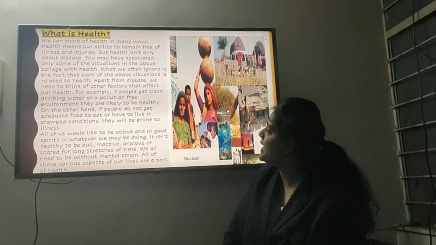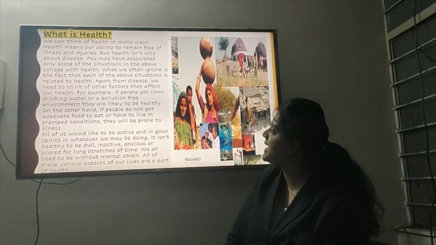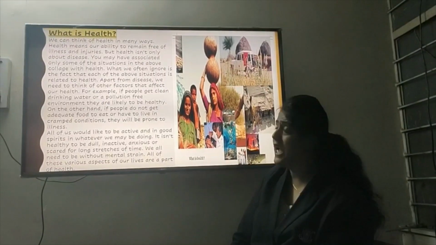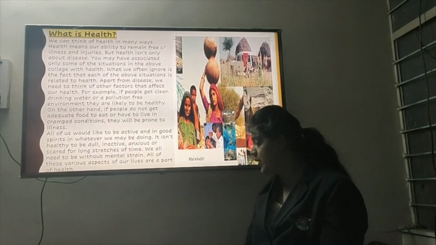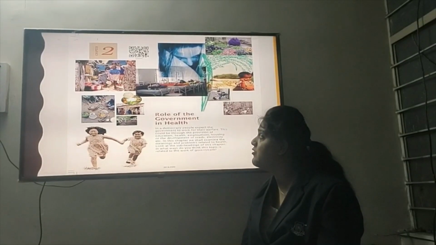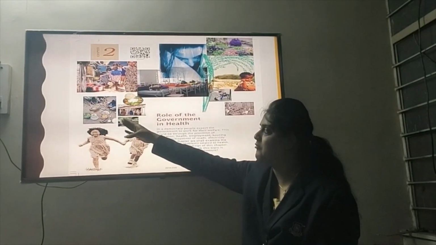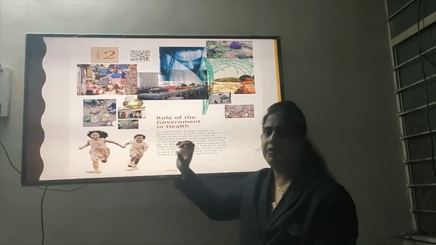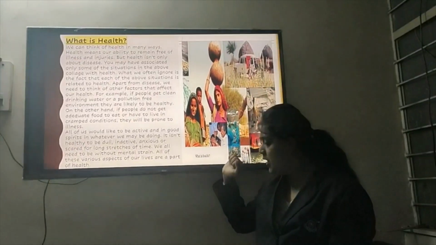Apart from disease, we need to think of other factors that affect our health. For example, if people get clean drinking water or a pollution-free environment, they are likely to be healthy. I just showed you the example there, where the children are filling water in a filthy area and the mother is serving food in an unhygienic place. This happens because they are in a poor state. So the government should work in all these aspects, children.